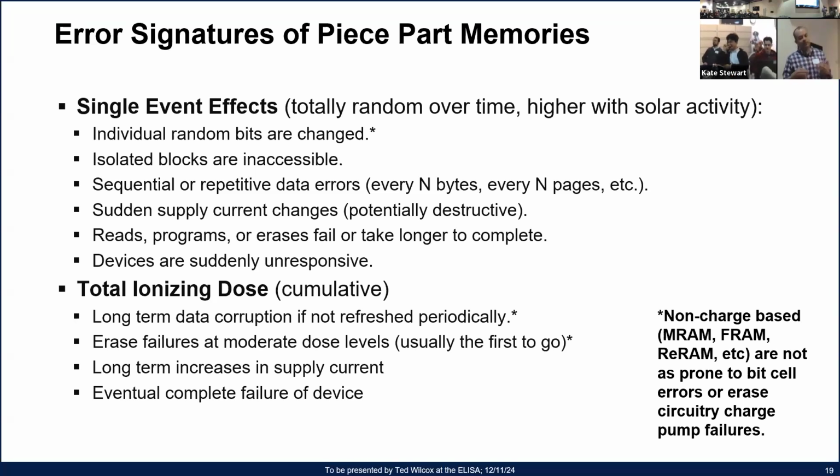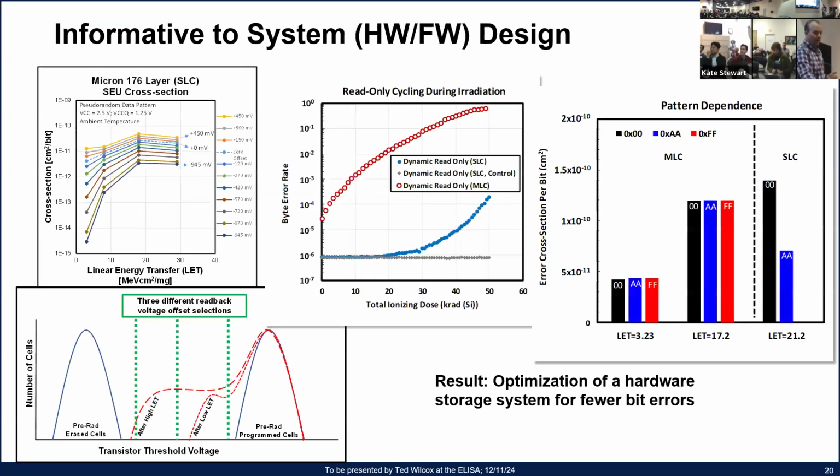It's not prevalent at all in something like an MRAM, an FRAM, or a ReRAM. Some of these technologies are much more resilient to radiation, except they still have all the surrounding CMOS circuitry, which can potentially be susceptible to upsets and latch up themselves, even if the memory cells are not. And then long-term increases in supply current, and eventually the memory fails. So this is piece part level. And we do all that because it's informative to our system design.